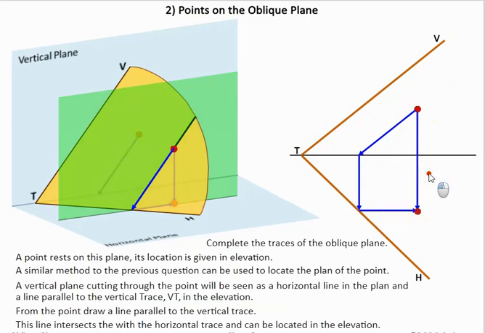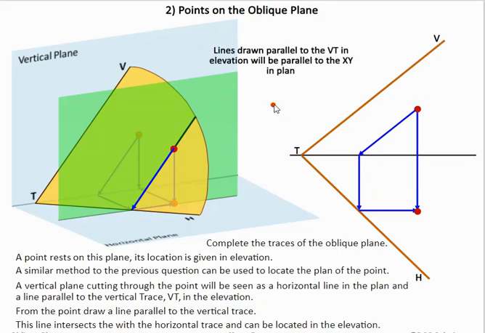Now this method could also be done like the previous method, where we have the point here, bring it across to VT, bring it straight down, and then bring it parallel as well. The only reason we're doing it in this method is because of the slice we've taken here, this slicing plane that we've taken.